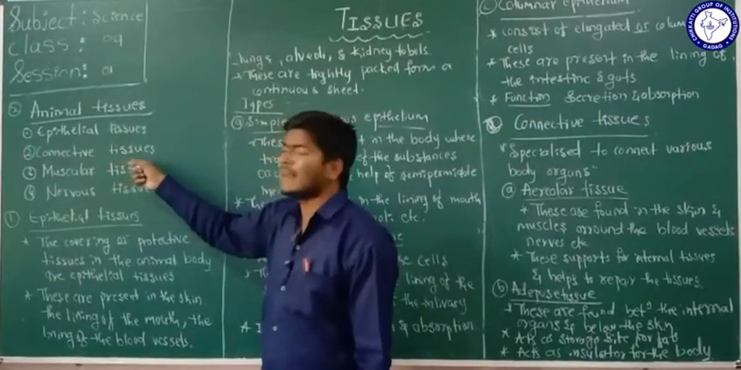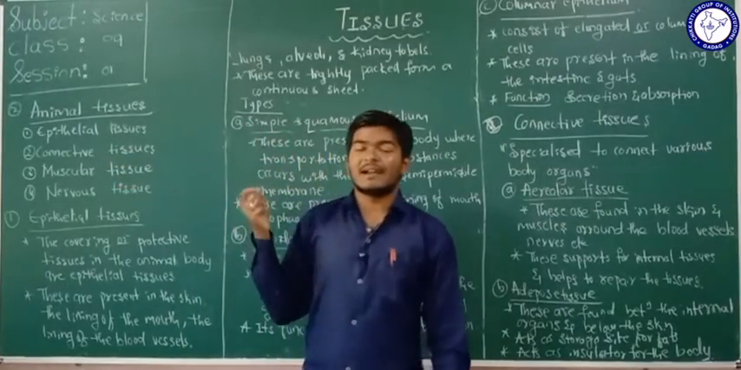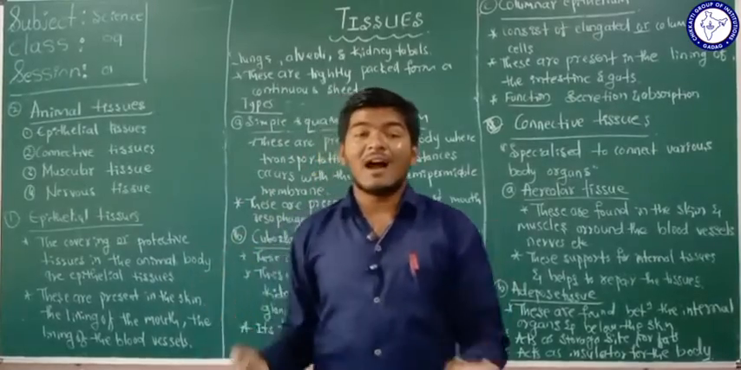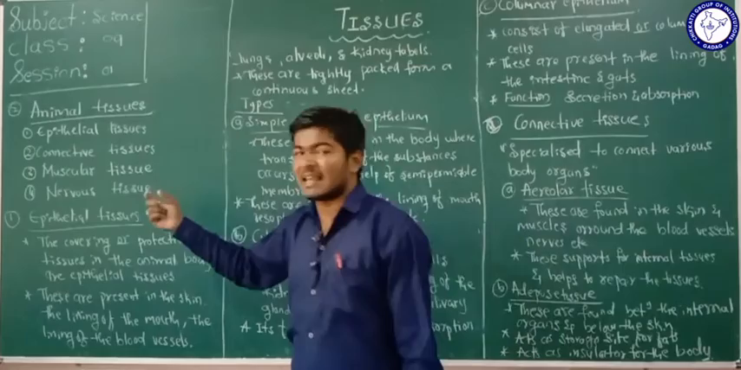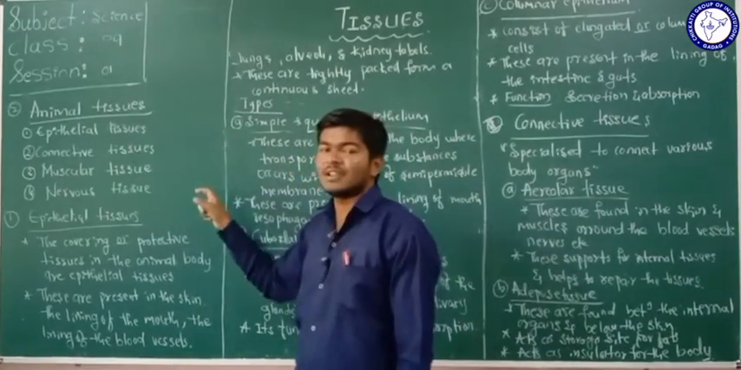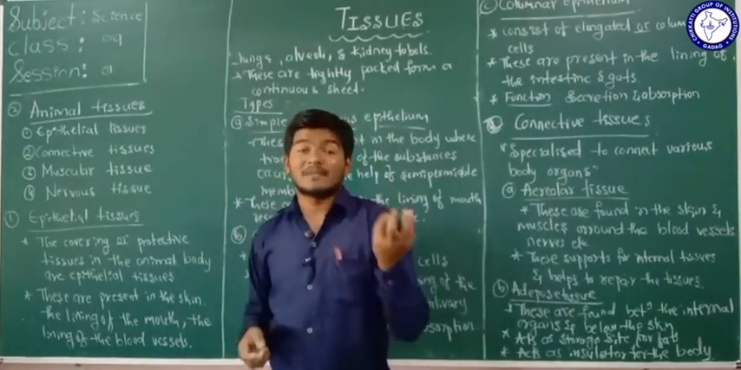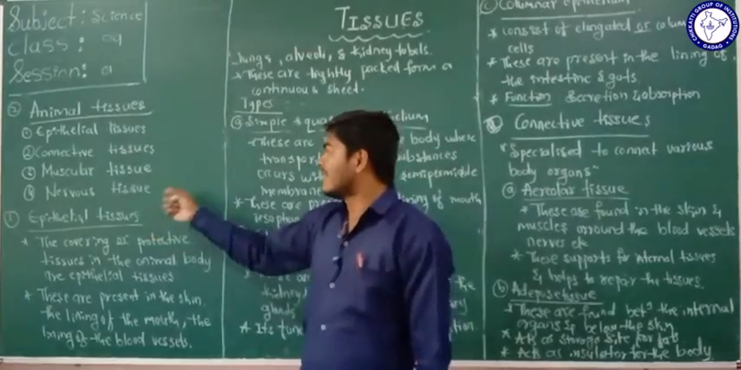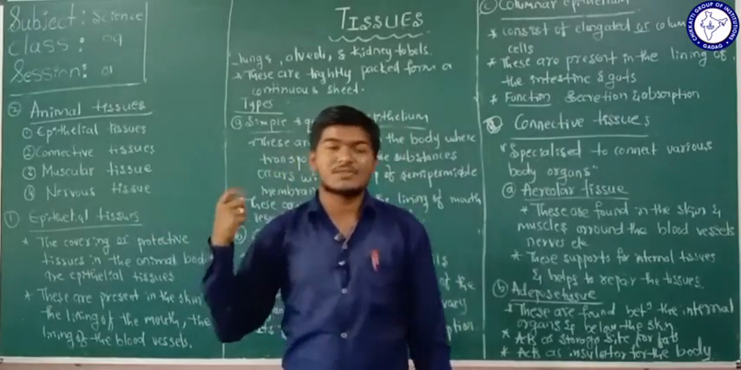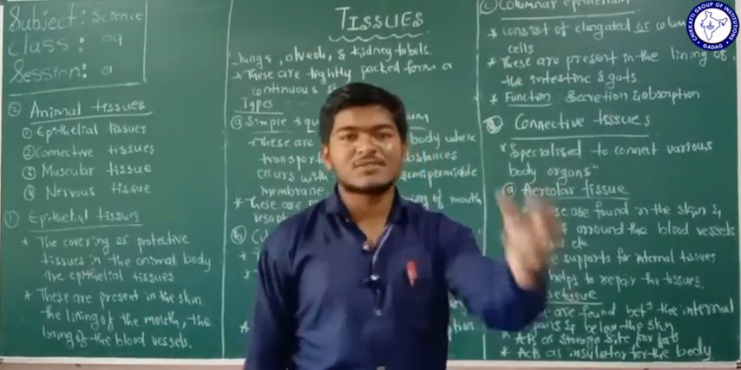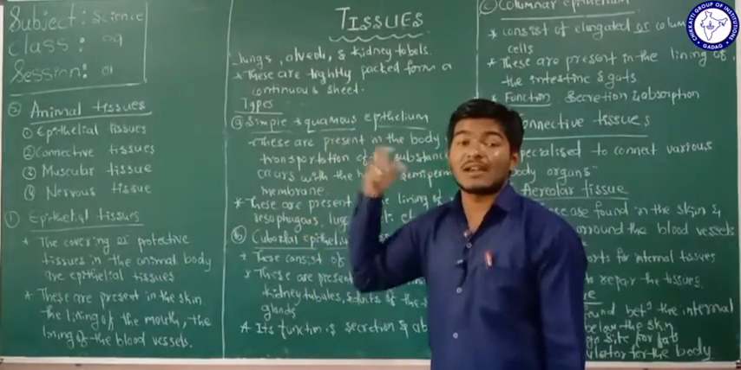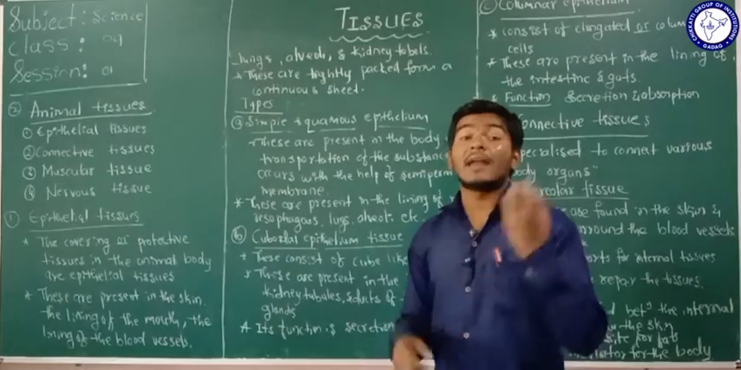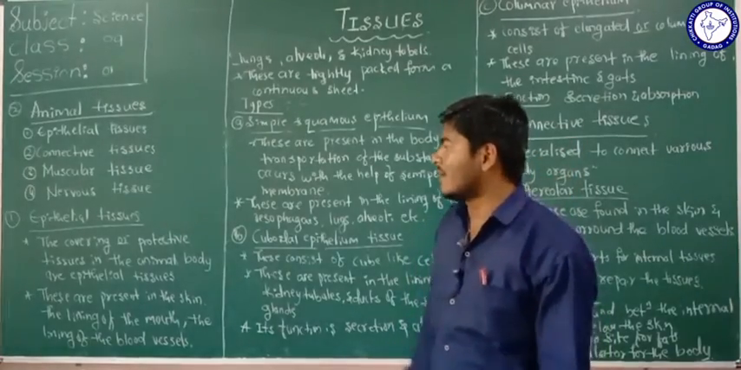And next, connective tissues. The connective tissues connect all the cells of our body to the other cells of our body. Muscular tissues help with muscular activities. And the nervous tissues carry information. So now we are going to study one by one what epithelial tissues are, what the types of epithelial tissues are, and what functions they carry out.